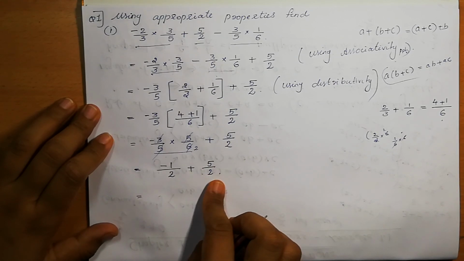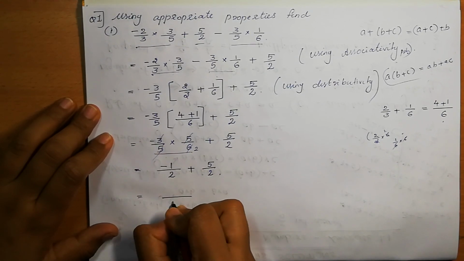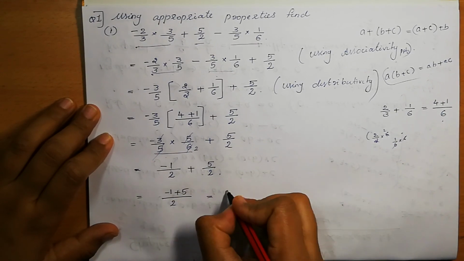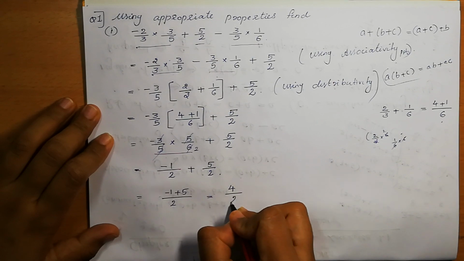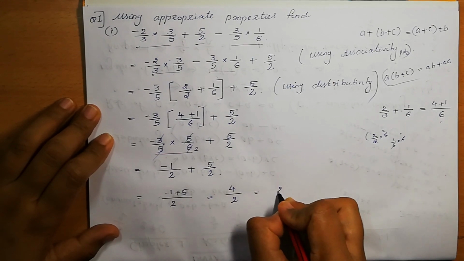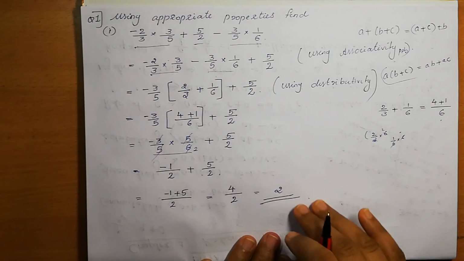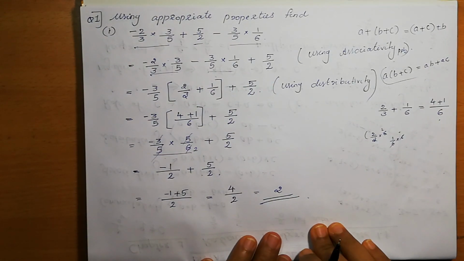That means we can add these numbers, correct? So minus 1 plus 5. Minus 1 plus 5 is 4, right? 4 by 2. 2 2s are 4. So the answer is equal to 2. Using this property we need to simplify. You will get the answer as 2.